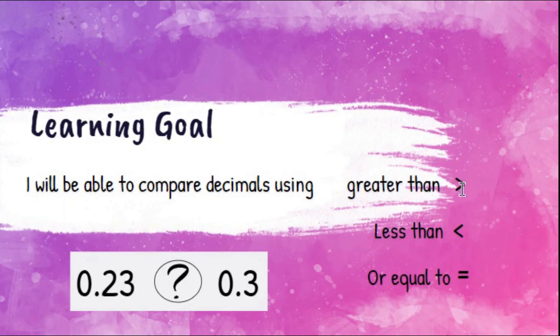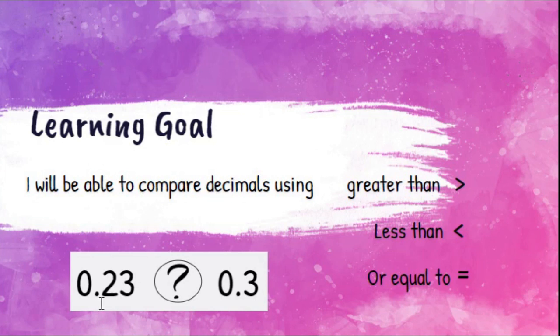The way to remember which is, if you were to see this as a crocodile, he's always going to want to eat the larger meal. So if his mouth is open, it's open to the larger meal. When it's open to the left, it's greater than. When it's open to the right, it's less than, because it's showing that the first number is smaller. And we use equal to if they are the same value.